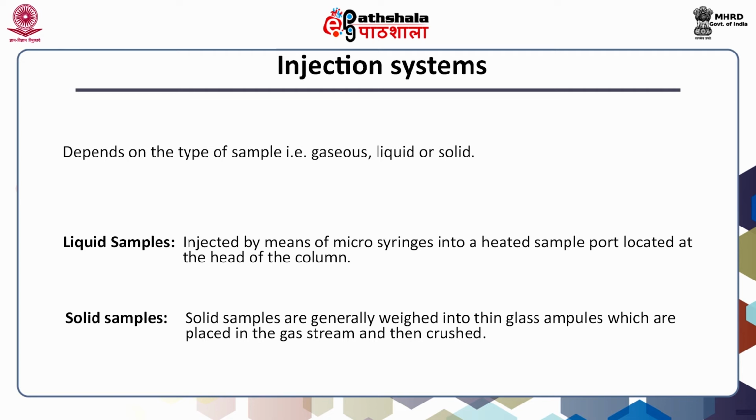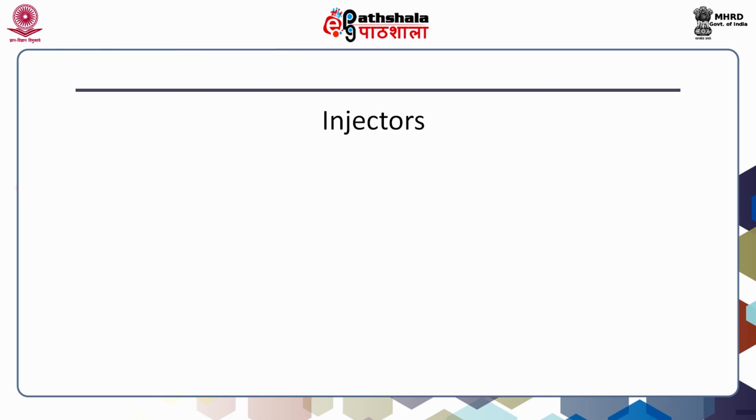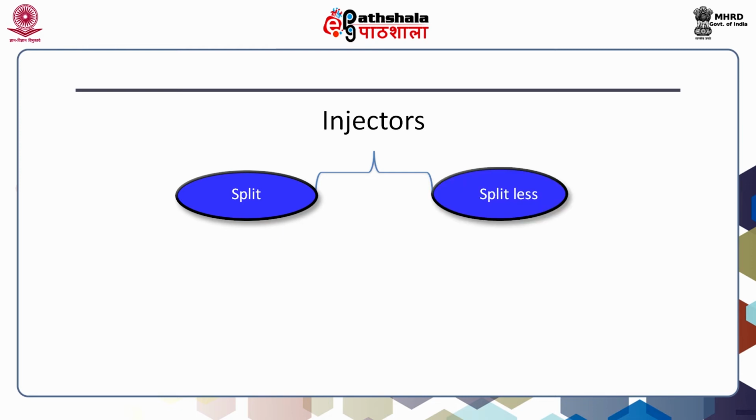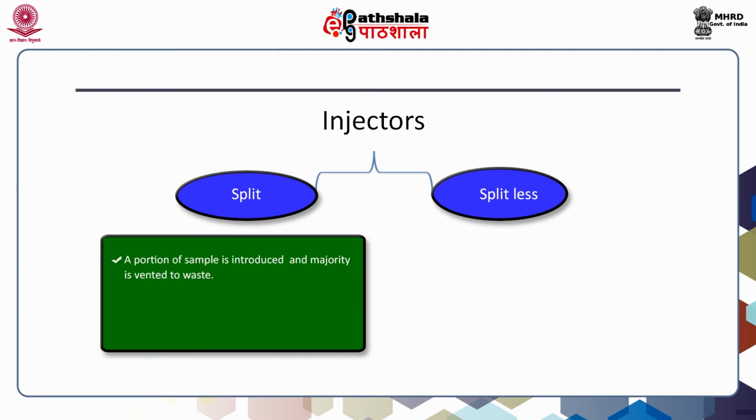So, there are two types of injection systems that we will be discussing in the next slide. As I said, there are two types of injectors. One is the split type of injector, another is the splitless injector. Now, split type of injectors, as the name indicates, do the splitting of something. So, these injectors are required where a portion of the sample is introduced in the injector and the majority of it is vented to waste. That means this is required in applications where we need a very small amount of sample to pass through the column.